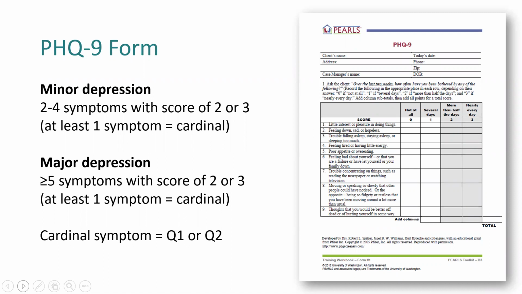In addition, they need to have at least 2 to 4 symptoms with a score of 2 or 3. One of them has to be a cardinal symptom. The others can be any others on this list to meet criteria for minor depression. For major depression, the total number of symptoms need to be 5 or more with a score of 2 or 3. Again, with at least one of those symptoms being the first or second question.